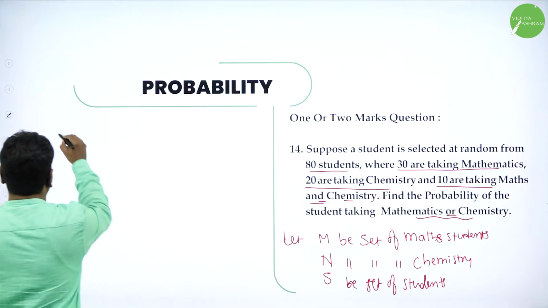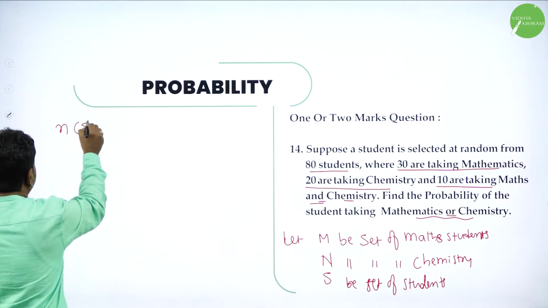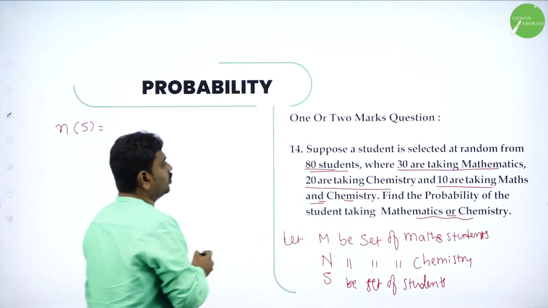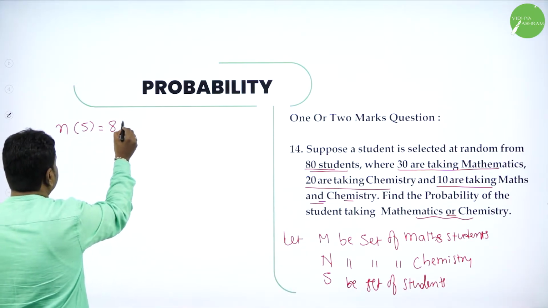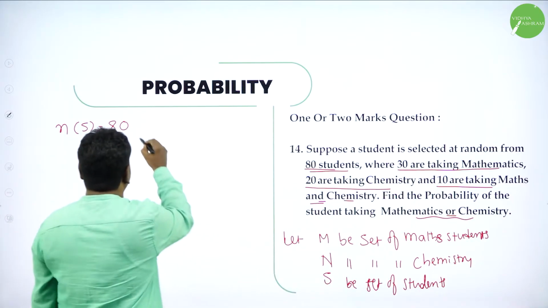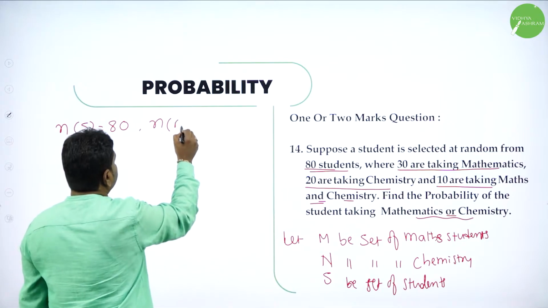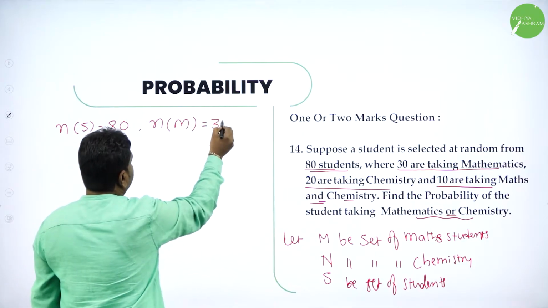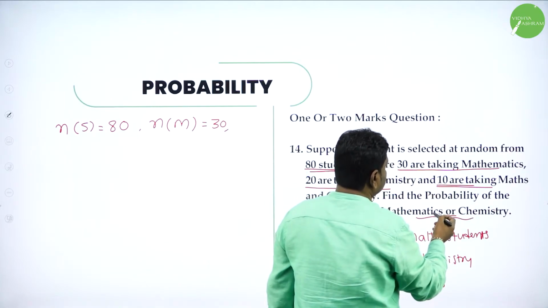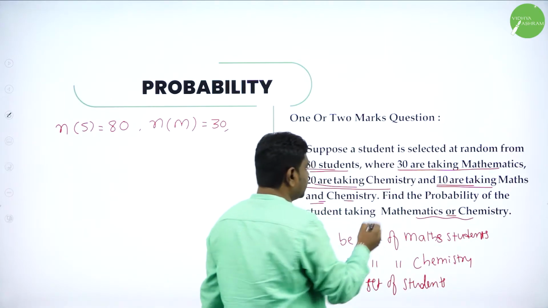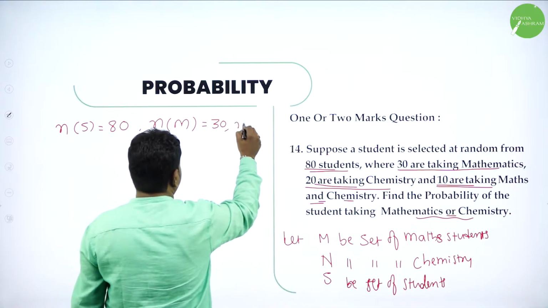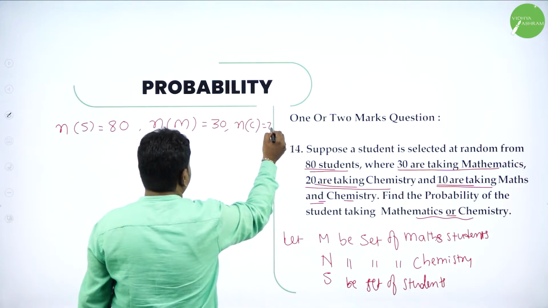So total number of students, N of S. How many total students are given? If you read, 80 students. Total number of students is what? 80. And in that 30 are taking what? Mathematics. So number of students taking mathematics, you take it as N of M. N of M is 30. And 20 are taking chemistry. N of C is equal to 20.